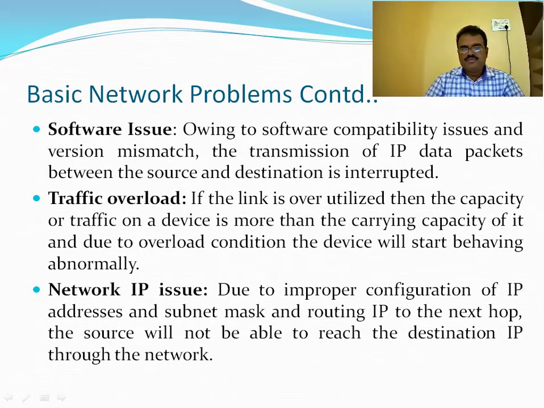Next, network IP issue, another networking problem. Due to improper configuration of the IP address and subnet mask and routing IP to the next hop, the source will not be able to reach the destination IP through the network. So this is an IP addressing issue.